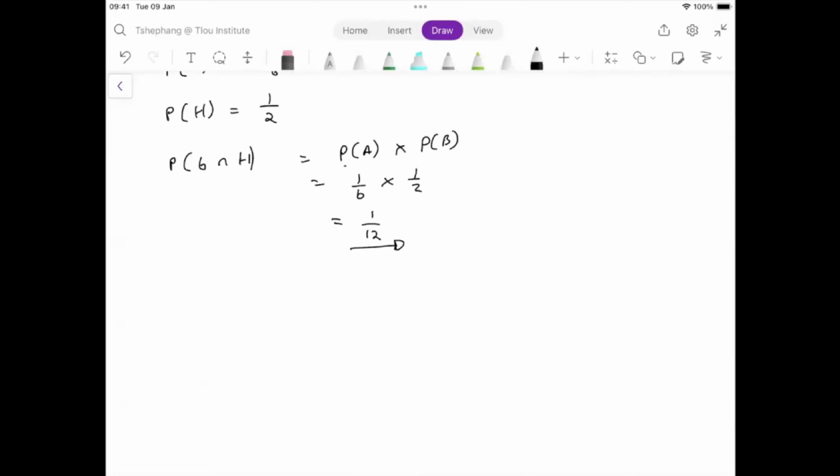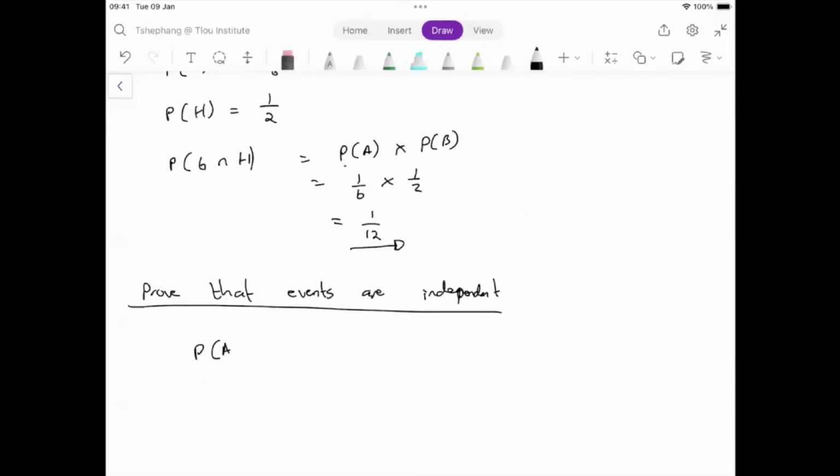Now, if they say to you, prove that events are independent, this is what you have to show. You have to show that the probability of A and B is equal to the probability of A multiplied by the probability of B. If you ever get such a question.